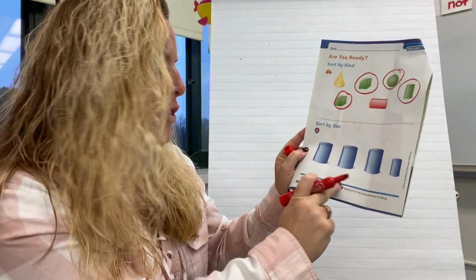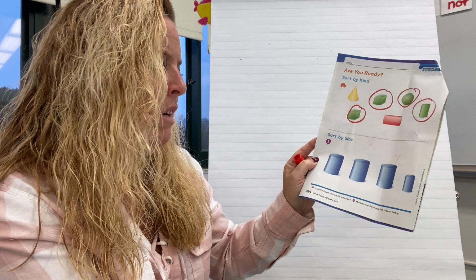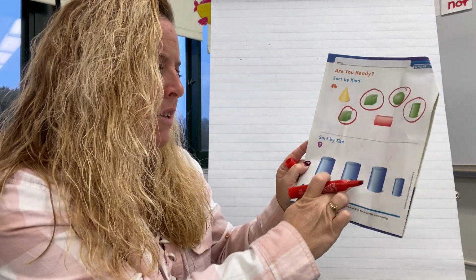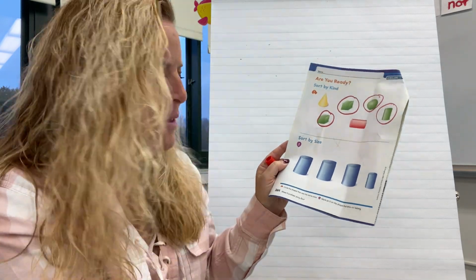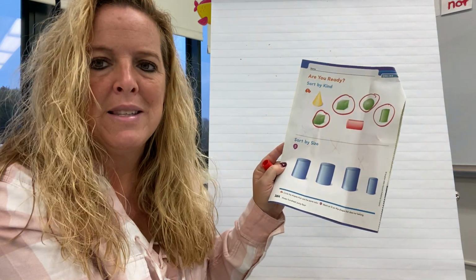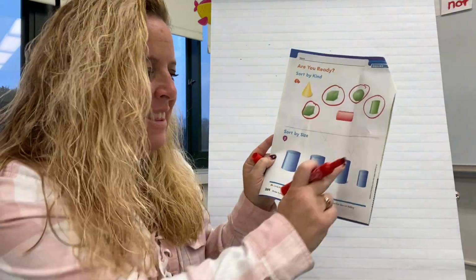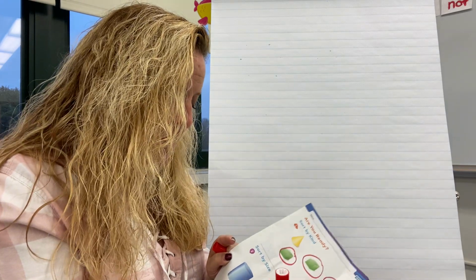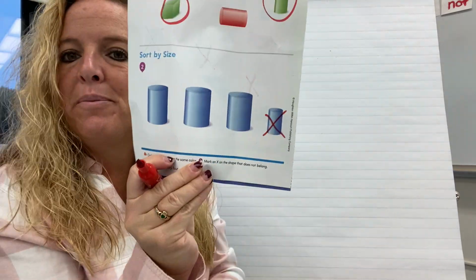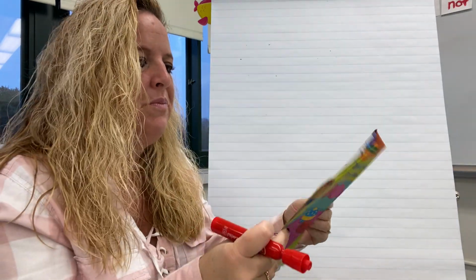Let's see what I have to do for number two. It says mark an X on the shape that doesn't belong. Uh-oh. Cylinder, cylinder, cylinder, cylinder. They're all cylinders, so now I've got to look somewhere else. So what else makes them different? Did you find it? This one. It's smaller than those three. So this one, size did matter. Okay, turn your page.